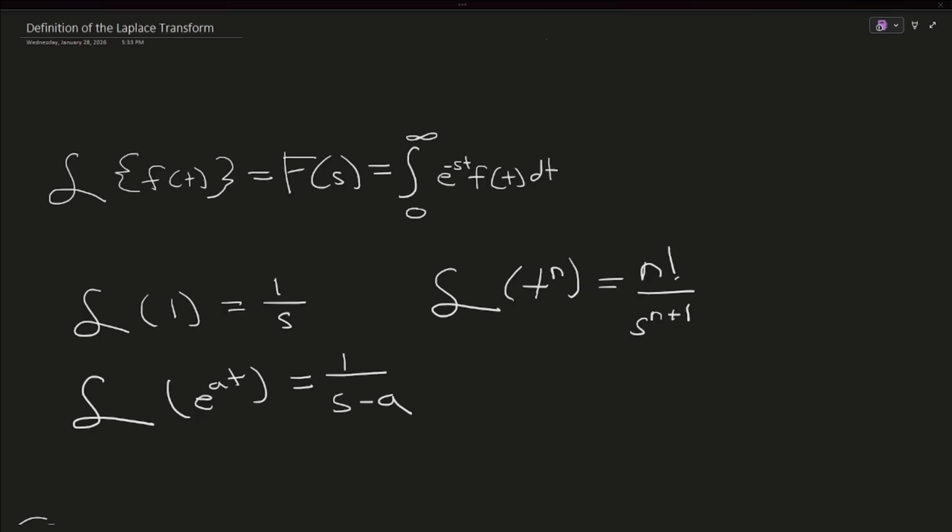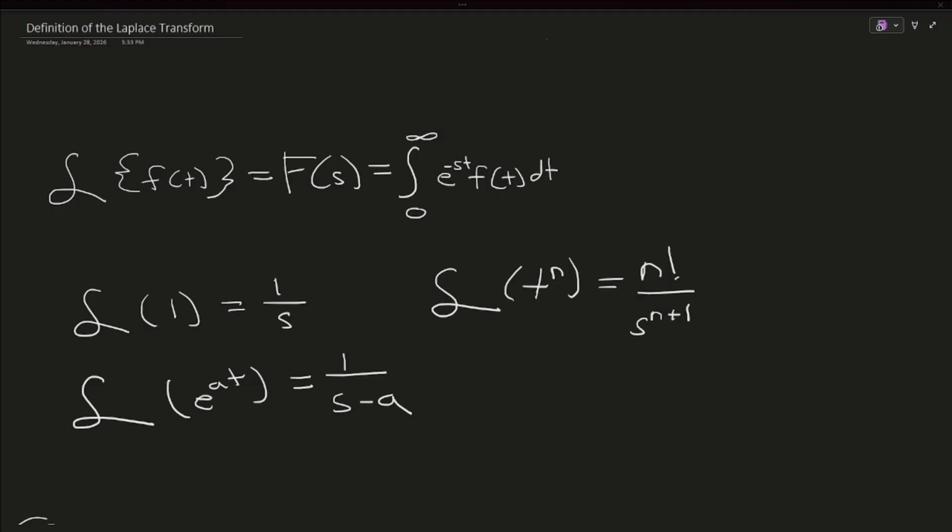We will use these to solve some Laplace transforms, but in the future, most of the time you will be provided a Laplace table, so you don't need to compute this all the time. But sometimes some problems will specifically ask you to compute using this integral, so it is really nice to know this integral of the Laplace transform. But other than that, most of the time you will be provided a table for Laplace.